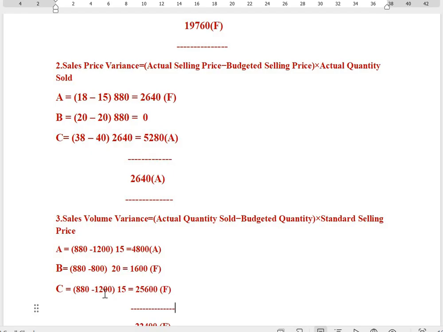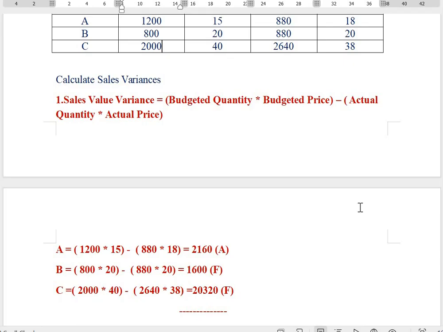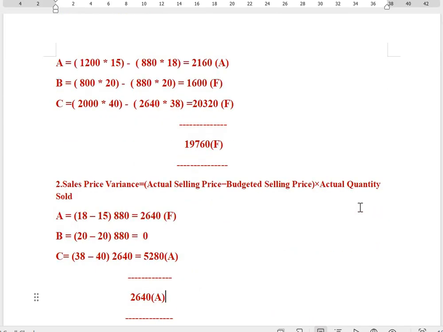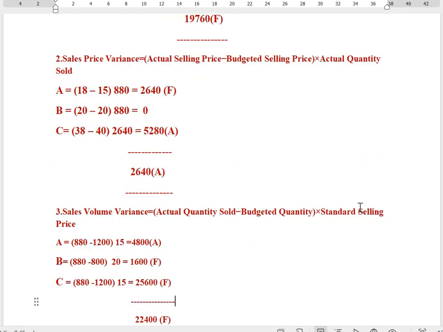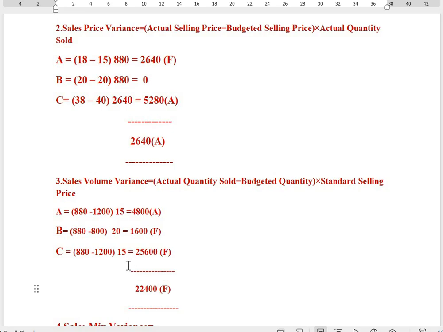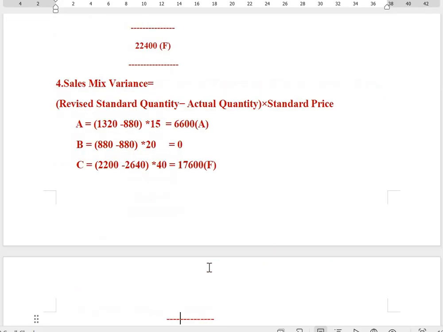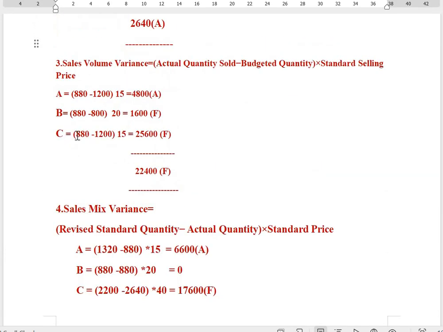For the third product, 2,000 minus 2,640 is minus 640, so 640 into 40 gives 25,600 adverse. So two are adverse and one is favorable, and the net we get is 22,400.